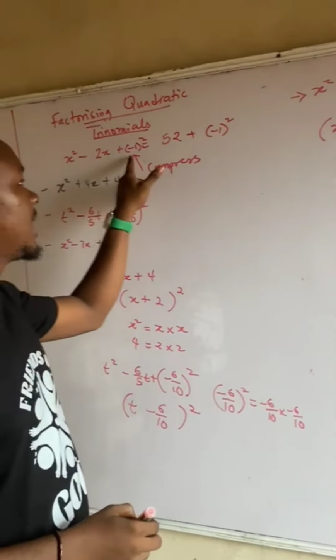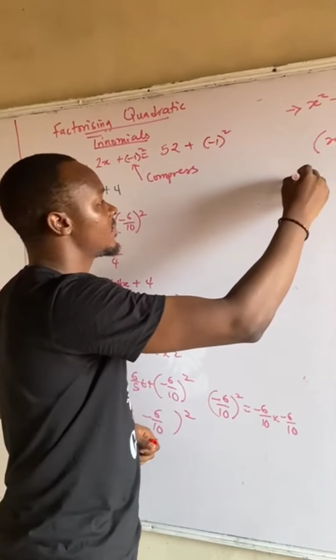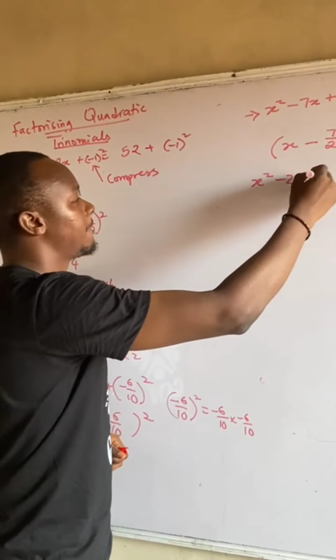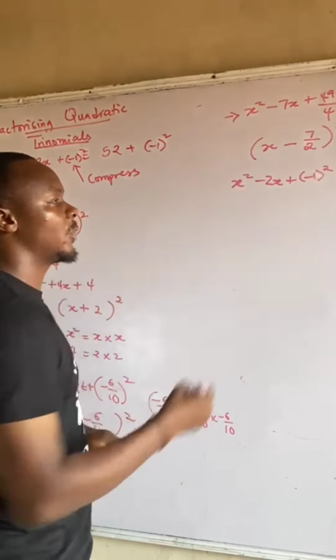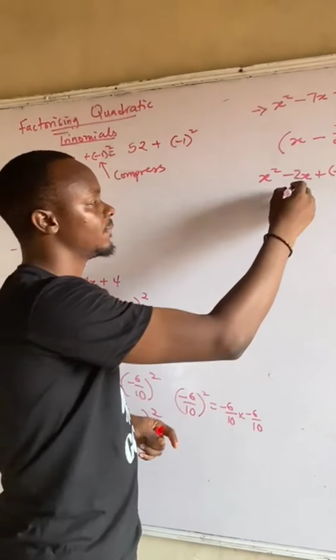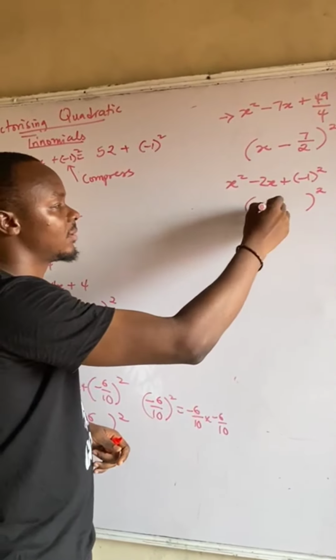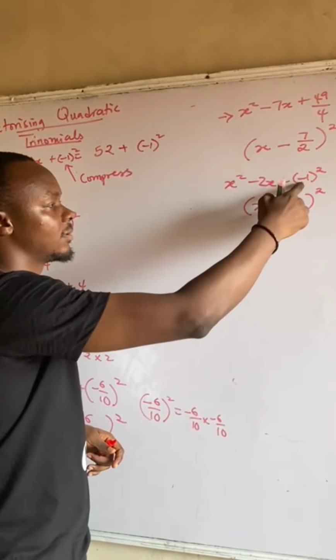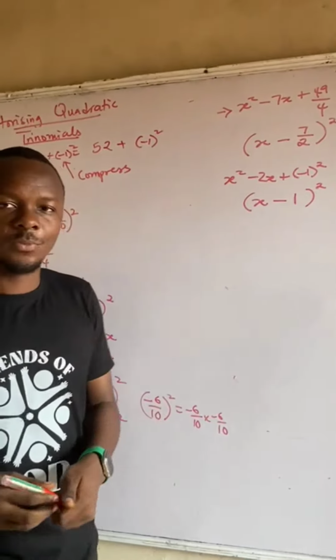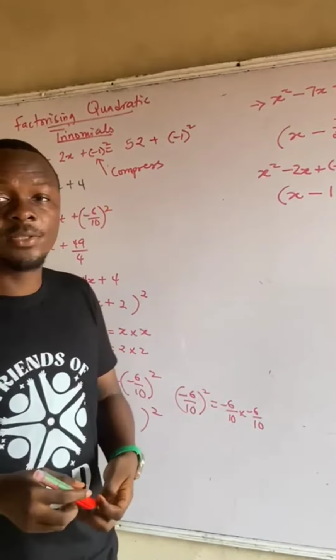Then, finally, let's go back to this: x squared minus 2x plus 1. What do we do? Parentheses, exponent, x minus 1. Okay, so that's how you factorize quadratic trinomials.